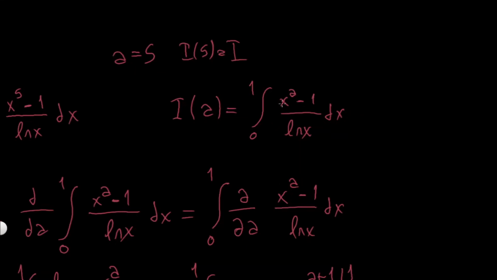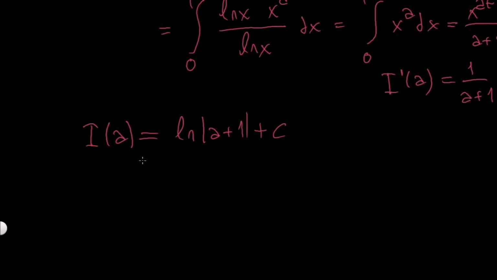Let's think about this. If I can make this top part 0, which is if I put a equal to 0, then the integrand is 0 over ln x, so this integral is going to be 0. So I of 0 is equal to 0. Now going back here, if I put a equal to 0, the left side is 0. On the right, ln of a plus 1 is ln 1, which is also 0, plus c. Since this is also 0, c is equal to 0.